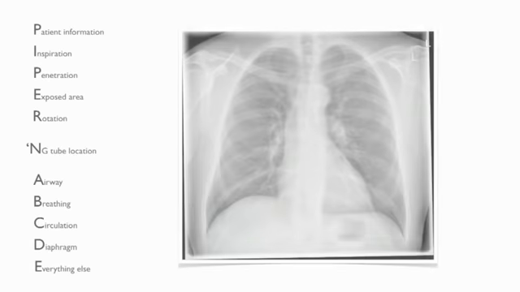We will now begin by reviewing the Piper N ABCDE mnemonic. The mnemonic stands for Patient Information, Inspiration, Penetration, Exposed Area, Rotation, NG Tube Location, Airway, Breathing, Circulation, Diaphragm, and everything else. We will now review each of these in turn, beginning with patient information.